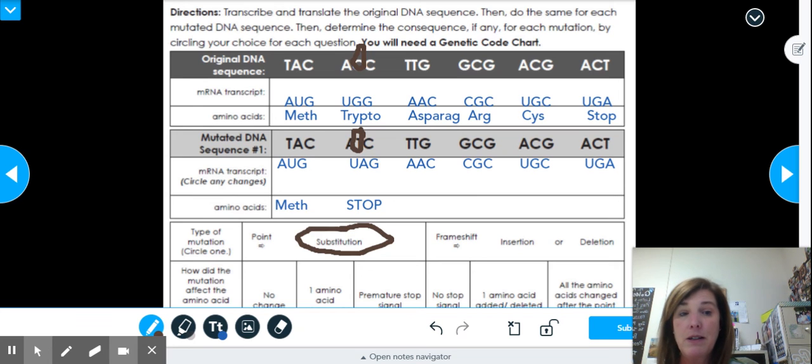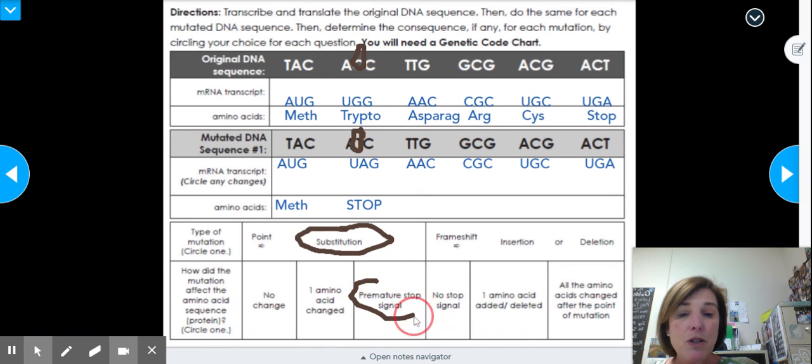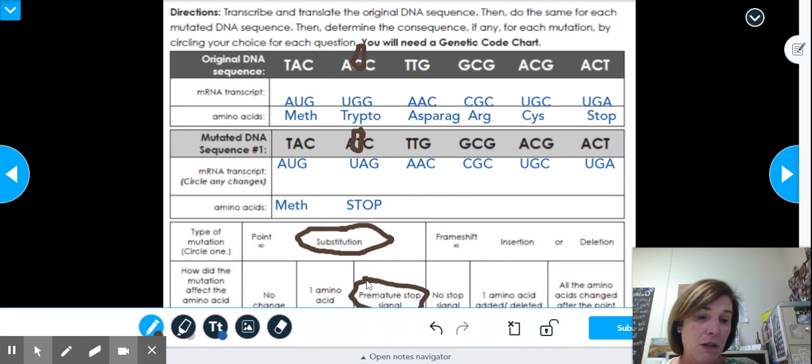Now, since it's a point mutation, I have to say how this affected the amino acid. Well, it did affect it greatly. It literally told me to stop coding and stop making this protein. So it had a premature stop signal, which means this protein probably would not be made, and that would be the death of this DNA strand, so to speak. So this mutated gene sequence would probably not come to fruition.